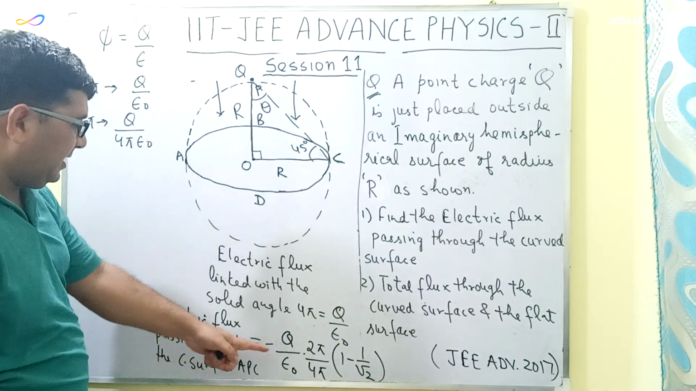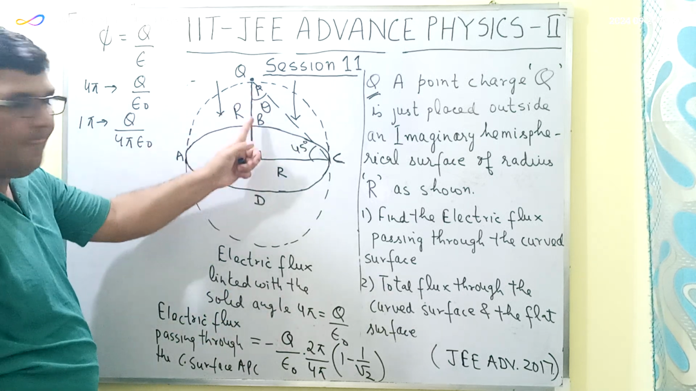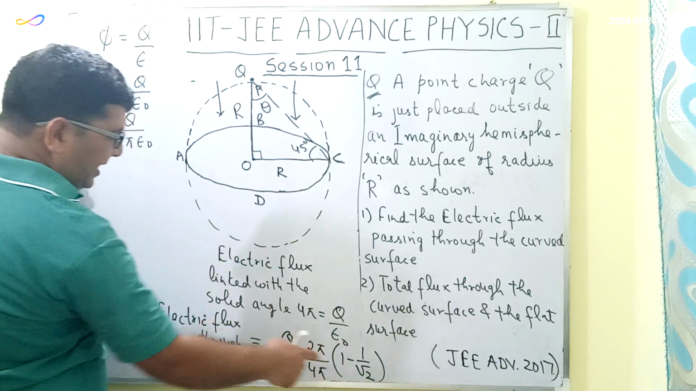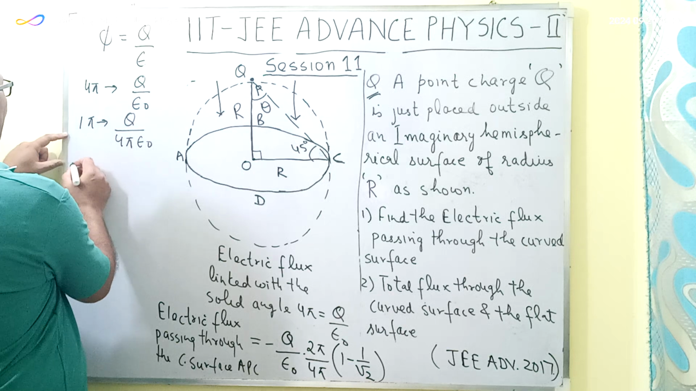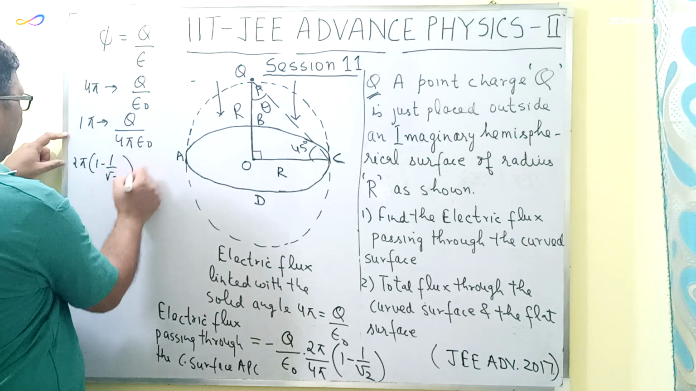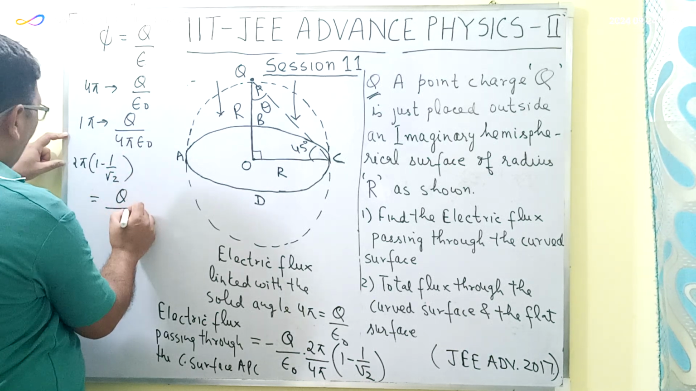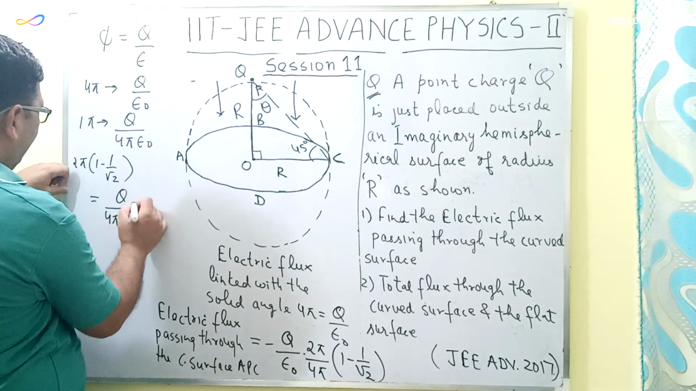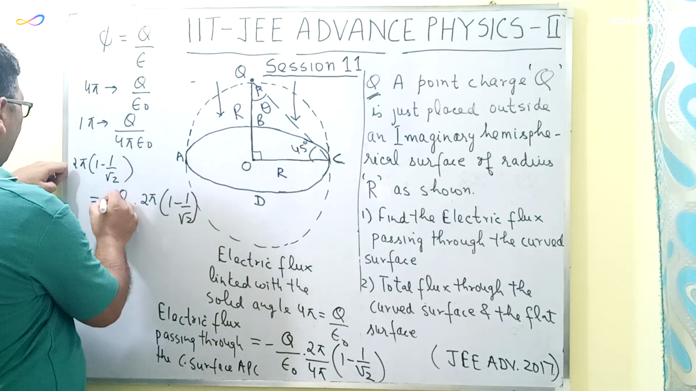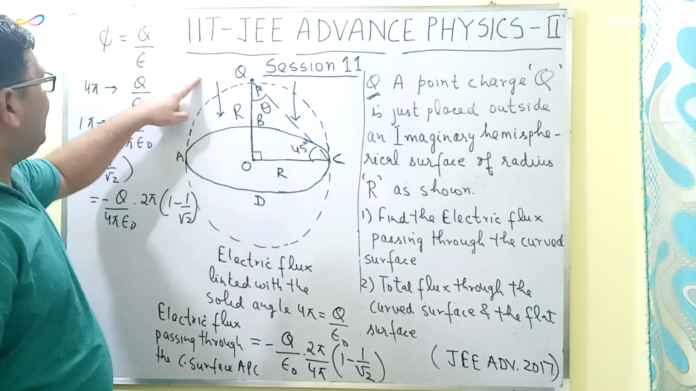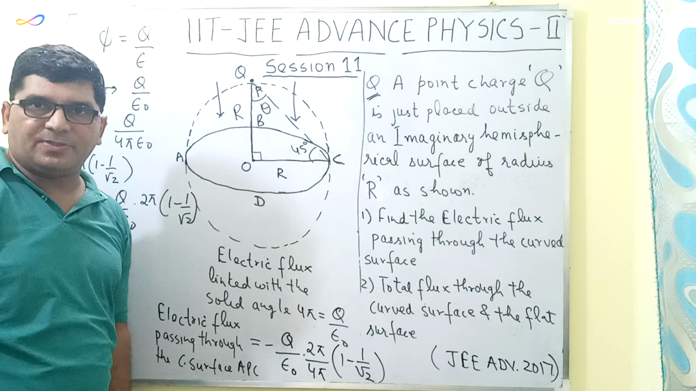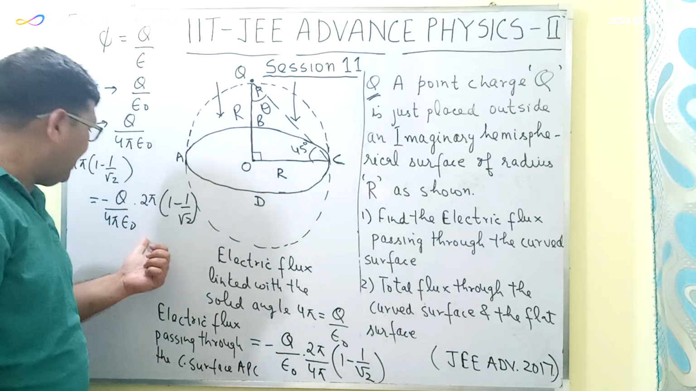or we can say now the solid angle which was subtended at this point P by this flat surface was equal to 2 pi in bracket 1 minus 1 upon root 2. So the flux linked with this solid angle, that is 2 pi in bracket 1 minus 1 upon root 2, will be equal to Q upon 4 pi epsilon naught into 2 pi in bracket 1 minus 1 upon root 2, and this will be negative because the flux is passing through this curved surface and it is directed into the surface. So because it is directed into the surface, this flux will be taken as negative.